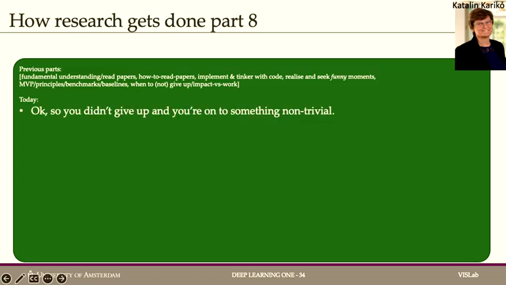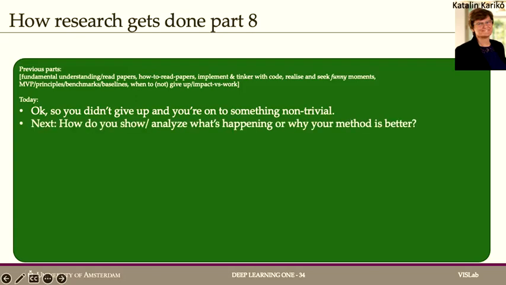At the top we have the previous parts, where the last one was when not to give up and how to weigh the potential impact versus the work that you need to put in. So now we've arrived at the point where you didn't give up and you're on to something that sounds interesting or looks interesting.